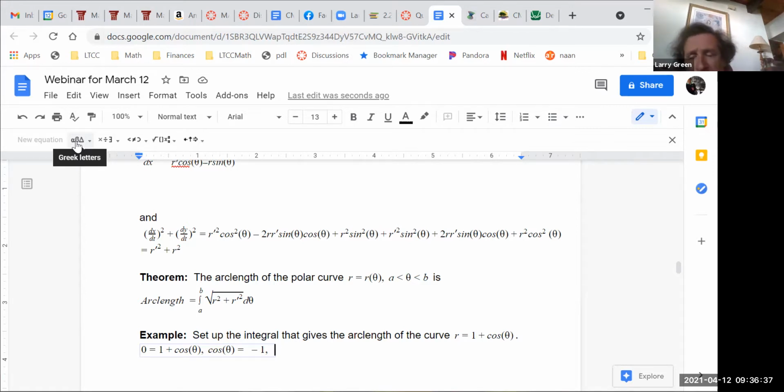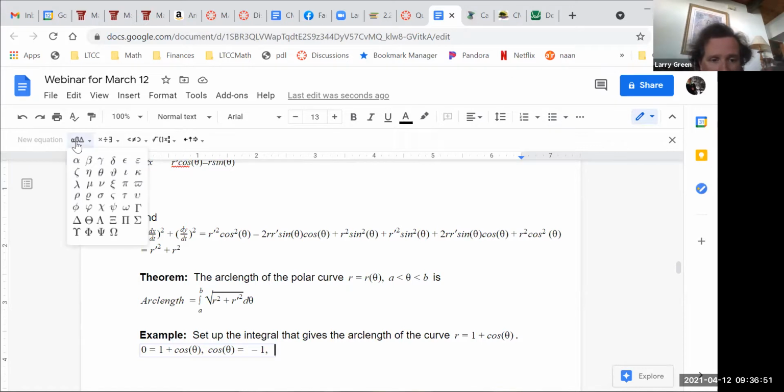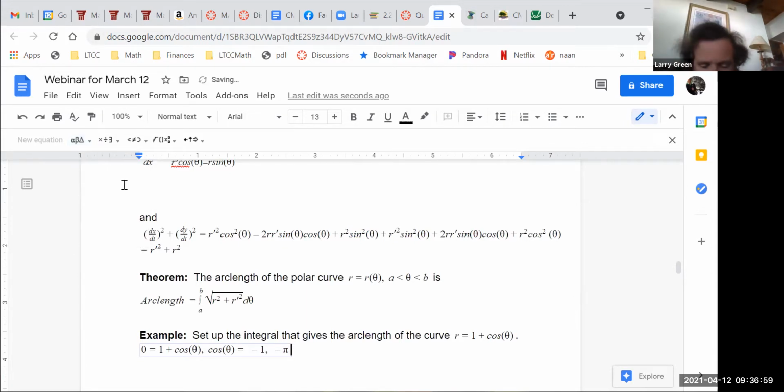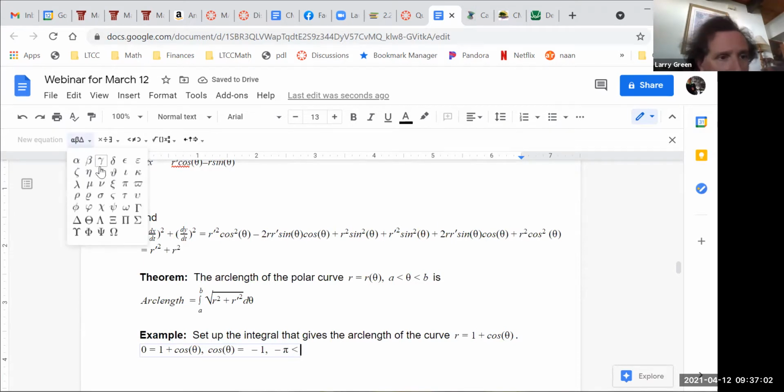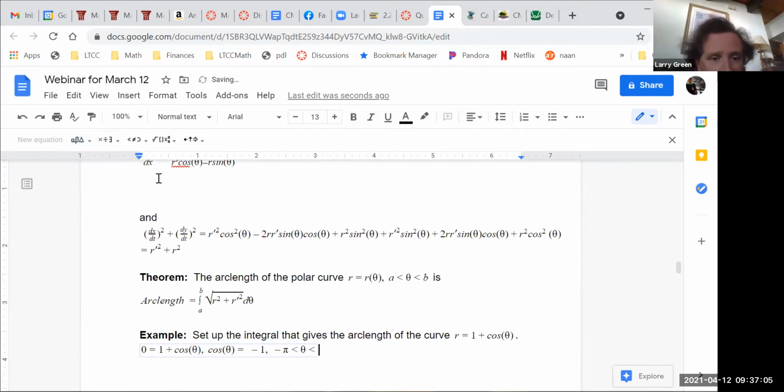Yeah, it's going to be pi plus 2k pi is what you usually write. So in particular, let's say negative pi will be our first one, then the next one will be pi. So now we can say that negative pi is less than theta is less than pi. Okay, and that'll give the full cardioid. Any questions on that?